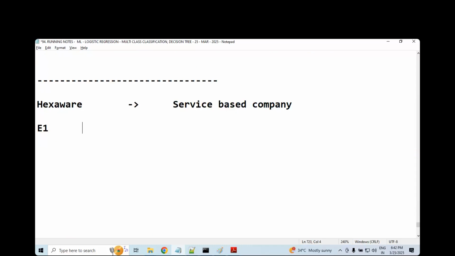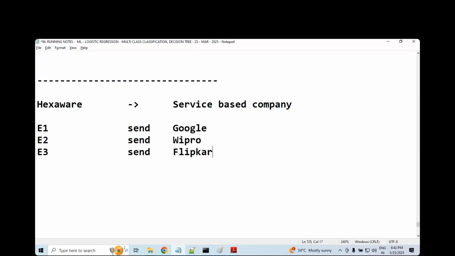Employee number one, they're planning to send to Google. Yeah, they can send actually. The next one, employee number two, got an offer from Wipro. Employee number three, Flipkart. Yeah, these are all.